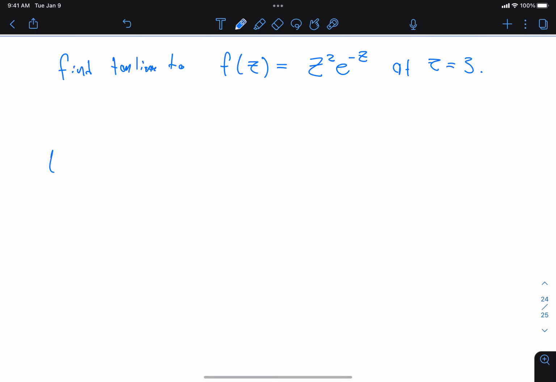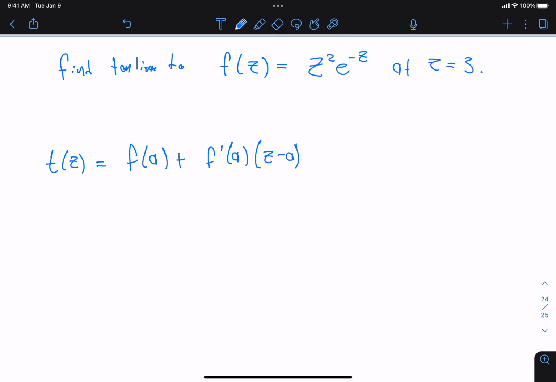So the tangent line formula goes like the following. Well, in this case, I'm going to write it with z because they give us the variable z. Okay, so that's the only difference. It's going to be f of a plus f prime of a times z minus a. Okay, so that's the formula.